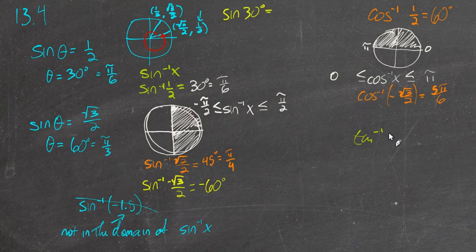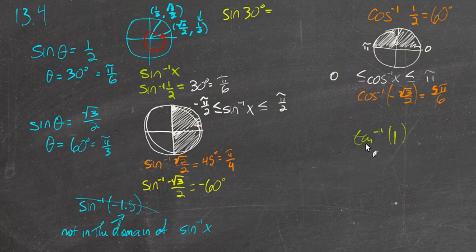This one's a little trickier. So if I were to ask you the inverse tangent of 1, remember from previous lessons that the tangent is equal to the sine over the cosine. So if you're looking for an angle that has the tangent of 1, you're looking for an angle where you take the sine and divide by the cosine, and you get 1.